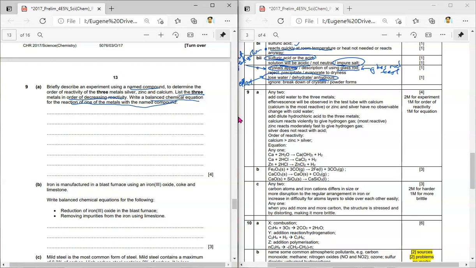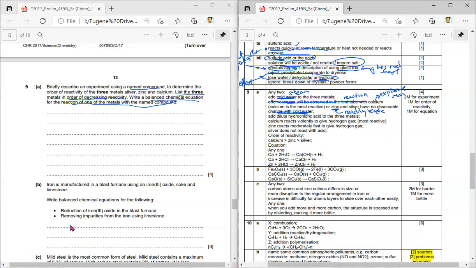I just want to make some corrections here. Here is not supposed to add cold water, it's to add steam. Because you're adding steam, you won't really see effervescence in the test tube. What you observe is the reaction. With calcium, you add steam, so you get an explosive reaction. Zinc, you get what you're gonna have here is readily react. But for silver, there's no observable change. So take note here.